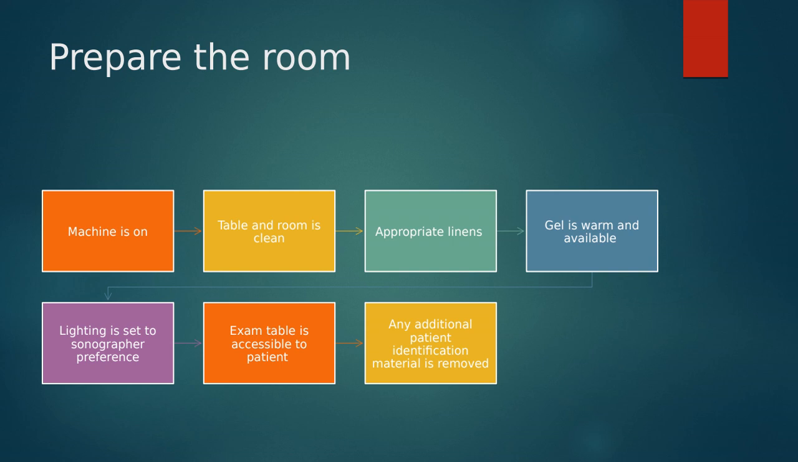You also want to make sure that the exam table is accessible to the patient. So you want that table to be all the way down to the ground if possible, so that they don't have to struggle to get on the table. And then once they're in there, you can adjust to your height.